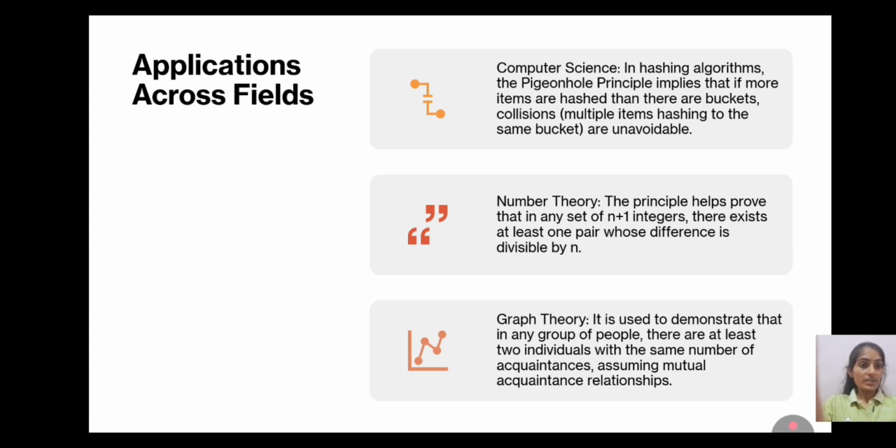Next, in number theory, the principle helps prove that in a set of n plus 1 integers, there exists at least one pair whose difference is divisible by n. Graph theory: it is used to demonstrate that in any group of people, there are at least two individuals with the same number of acquaintances, assuming mutual relationships.